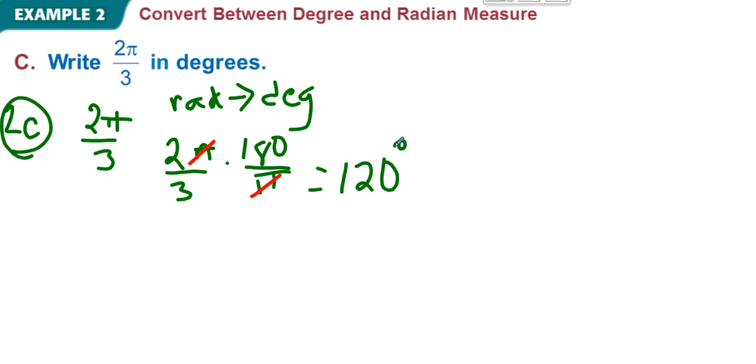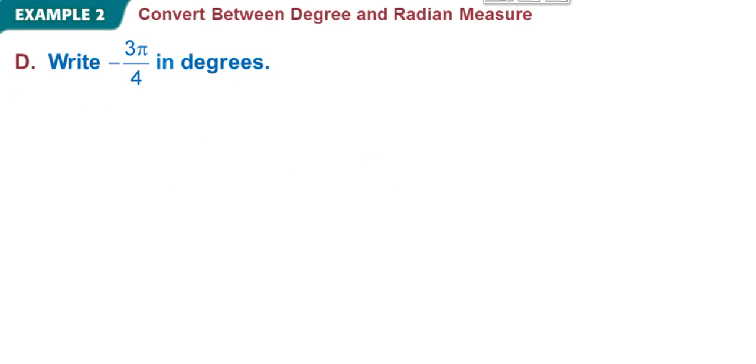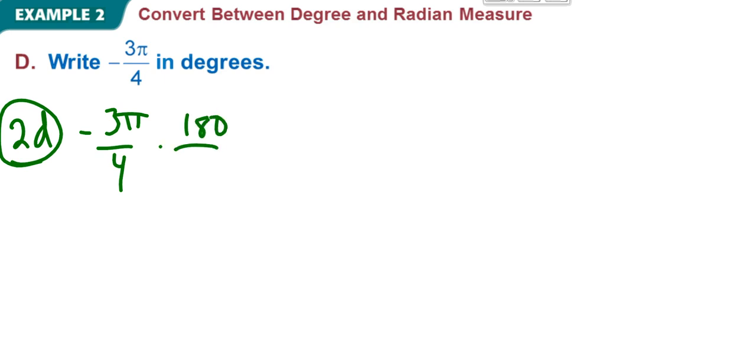Then we have another one that we're going to start in radians and change to degrees. So 2d, this is negative 3 pi over 4. And we're going to go again from radians to degrees. And so this time we're going to take that times 180 over pi. And again, our pi's will cancel in this one. And then negative 3 times 180 divided by 4 is negative 135. And again, degrees, so make sure you write your degree symbol there as we go.